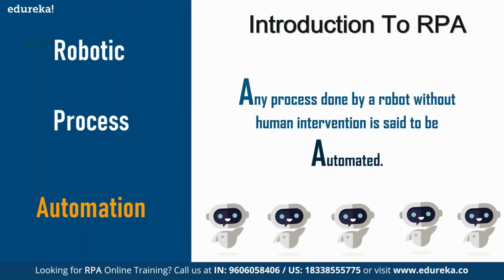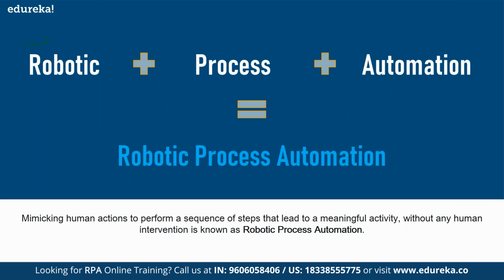Simple. So if we combine all together: mimicking human actions to perform a sequence of steps. Now we know what a sequence of steps is: a sequence of steps that leads to a meaningful activity, so it is a process. So mimicking human actions to perform a process without human intervention is called robotic process automation. This is a very simple definition, and one can understand robotic process automation. Whatever humans used to do before is now being performed by a robot without human intervention.